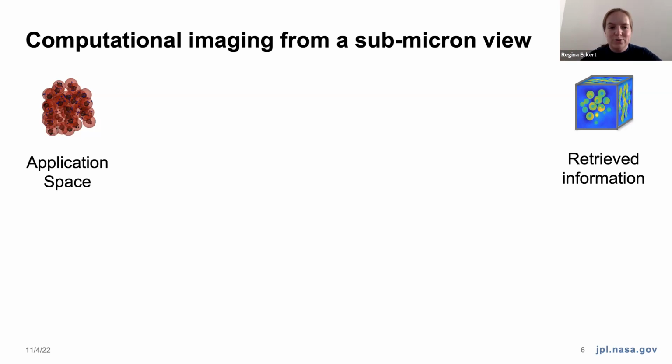So there are different questions that we might even ask about, what's my application space? What's the useful retrieved information? Here I'm showing this cluster of cells, but what type of cluster of cells? Is it something that needs to generalize across cells? Or instead are we looking at trees versus grasslands, for example? Retrieved information could be an actual reconstruction of that object, or it could just be a classification. Is this cancer? Is it not cancer? That type of thing.